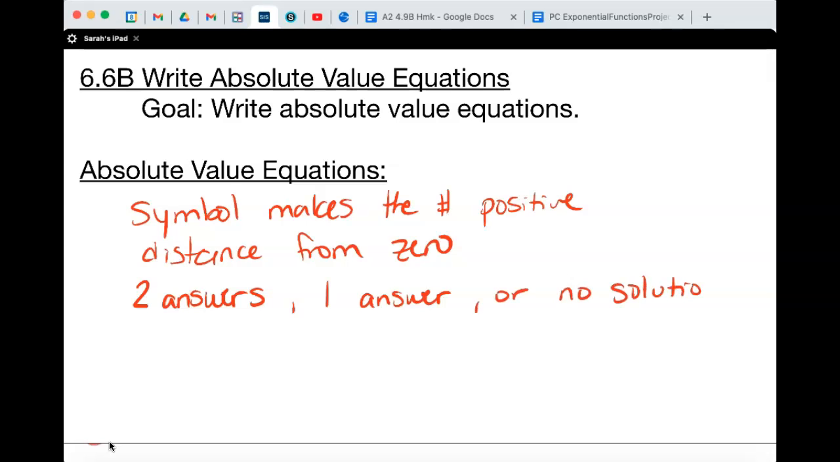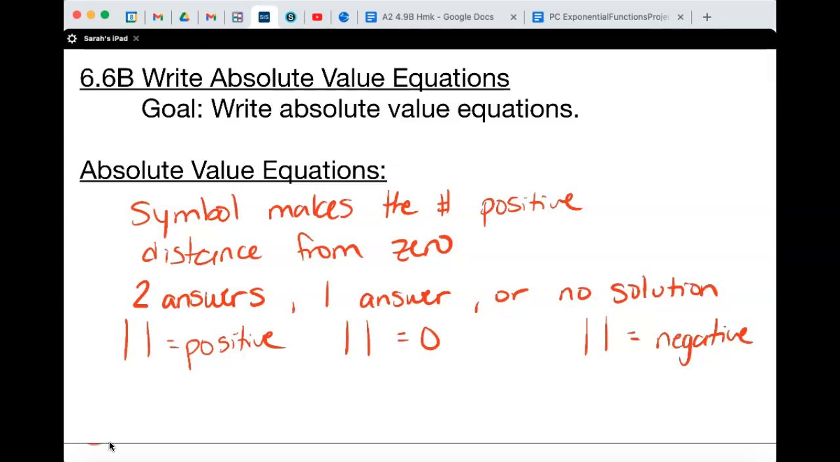Okay, so then when do I get out 2 solutions, 1 solution, and no solution? Yeah. Most of them we get out 2, but for the 1 it's going to equal 0. Okay. And for no solution it's when it equals negative. Yeah. So then 2 solutions would be if it's equal to a positive.